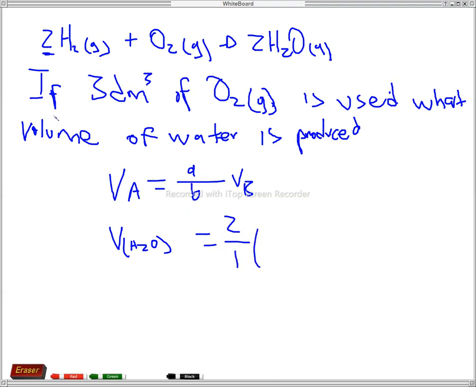So let's go to our statement. If 3 decimeter cubed of oxygen gas, so we are given the volume of oxygen there, you understand?